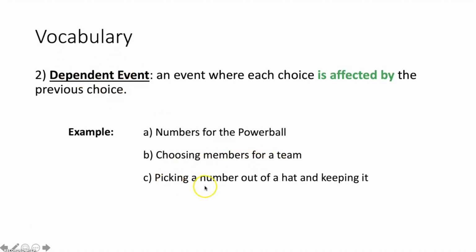Lastly, we have picking a number out of a hat and keeping it. So imagine there's a hat with a bunch of little sheets of paper in it that have different numbers on them, and you choose one of the sheets of paper out of the hat and you keep it. Because you keep it, that then affects anyone else who chooses a sheet of paper out of the hat.